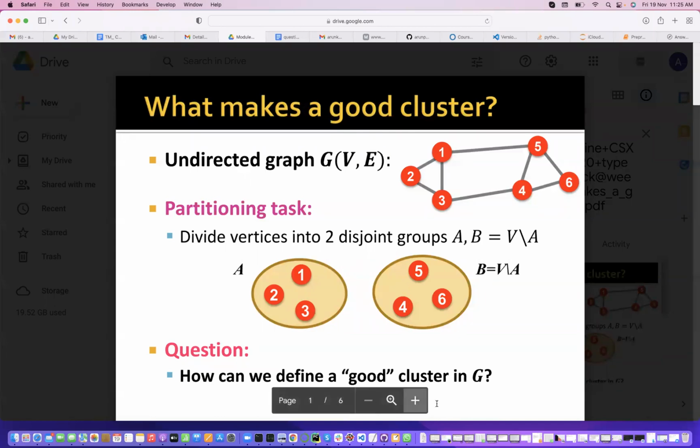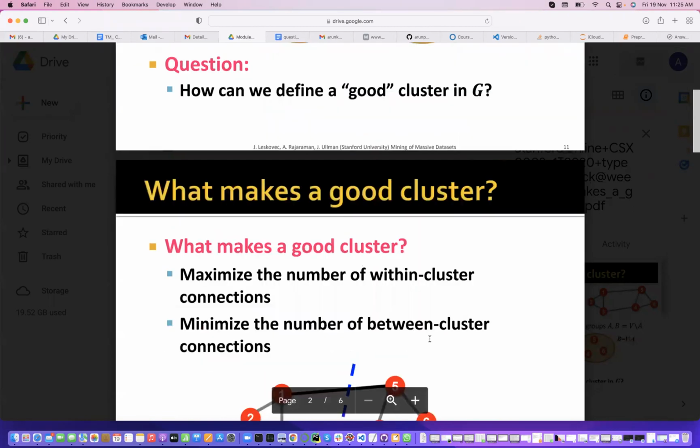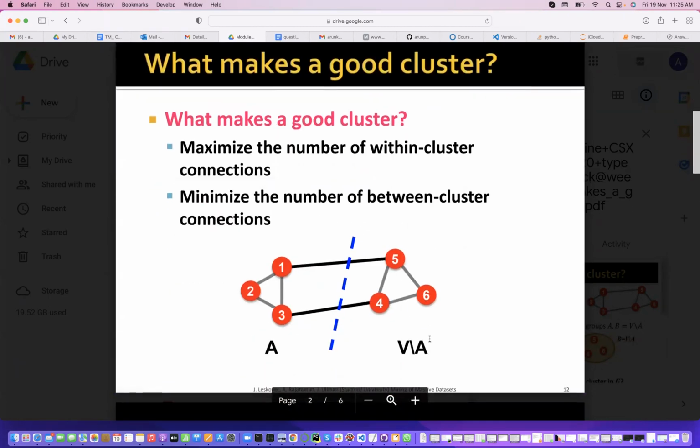How can we define a good cluster in G? So what makes a good cluster? Maximize the number of within cluster connections, minimize the number of between cluster connections. So again, we are going by edges, right? Because this network, we are defining based on how many connections we have. So that information we need to use to cluster them. Maximize the number of within cluster connections, minimize the number of between cluster connections.